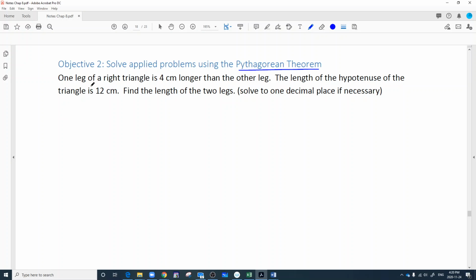So this says one leg of a right triangle is 4 centimeters longer than the other leg. The length of the hypotenuse of the triangle is 12.